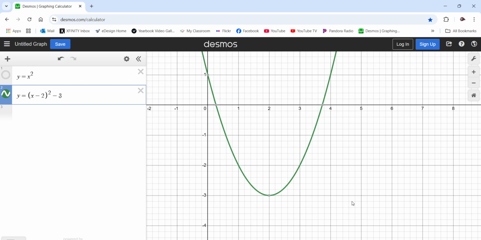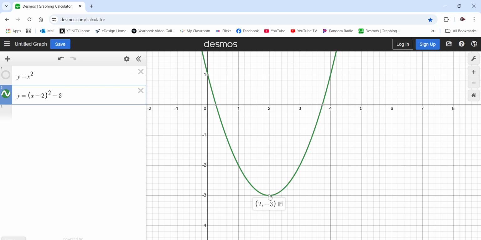If I go over 3, how far would I go up? I heard it. 9. Why? Because it's a squared function, right? Because I'm squaring it. So if I go over 1, why do I go up 1? Because 1 squared is 1. If I go over 2, I go up how much? 4. Why? Because 2 squared is 4.